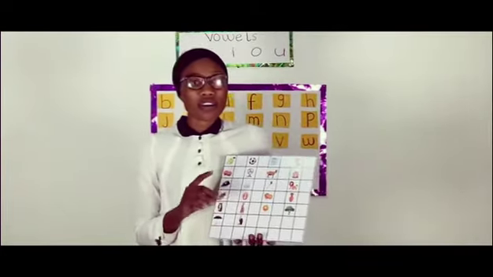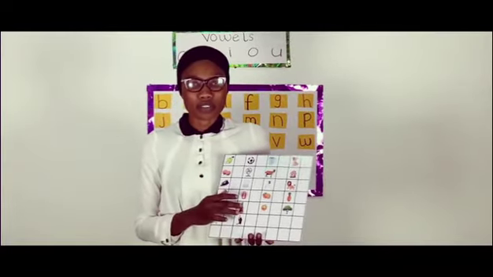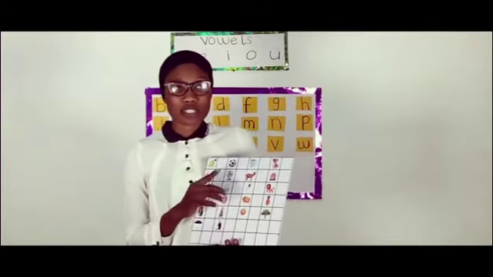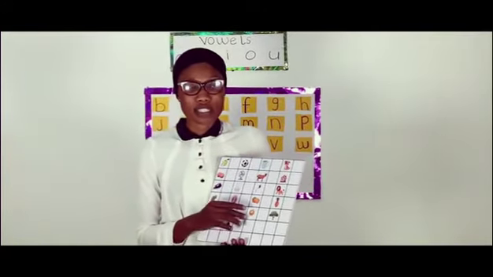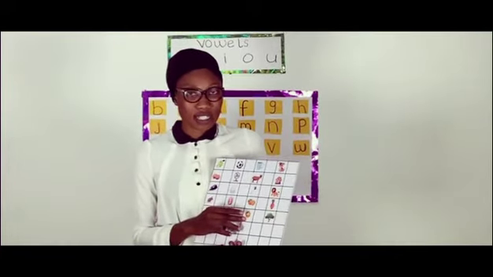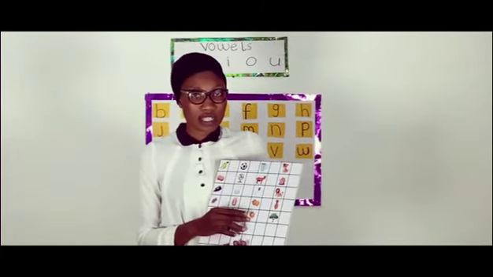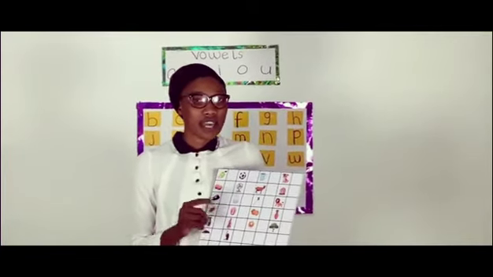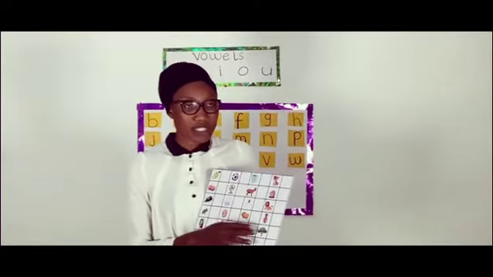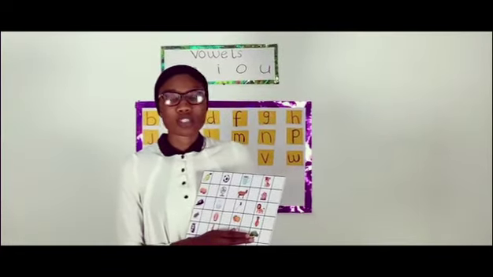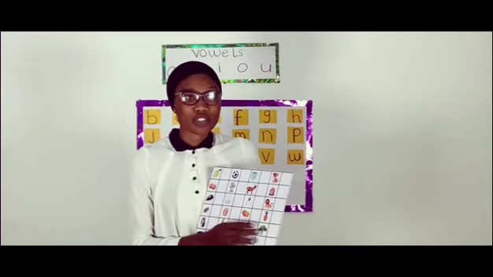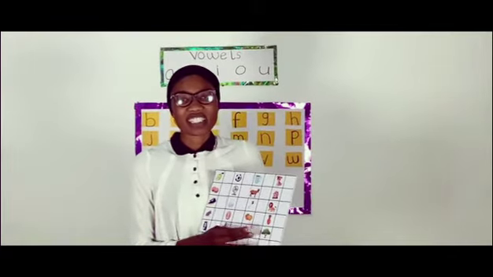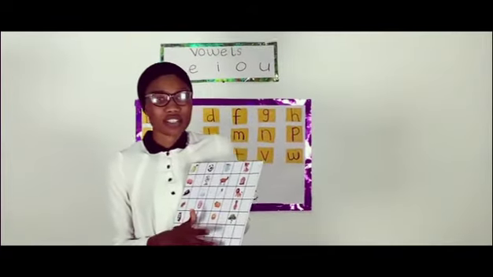R sounds R as in rabbit. S sounds S as in sun. As in snake. As in star. T as in tortoise. T as in tree. T as in 10, the number 10.